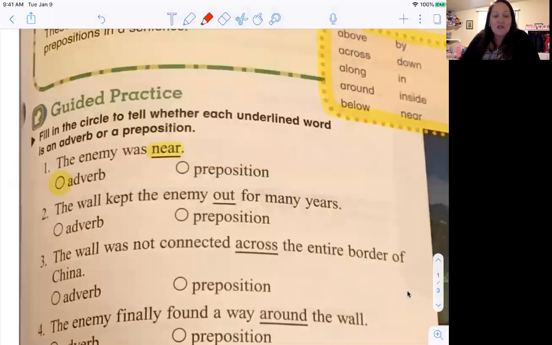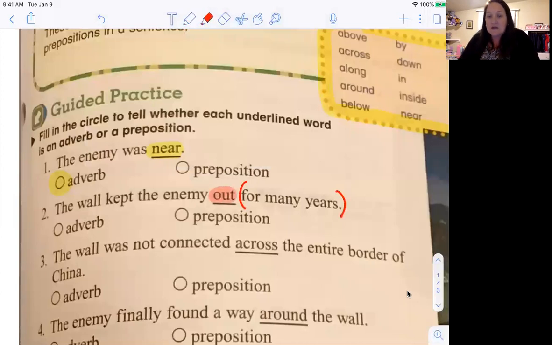Let's look at number two. The wall kept the enemy out for many years. Okay, well, it's within the middle of a sentence, so let's keep digging deeper. If it's in the middle of a sentence, the first thing I would do if I were you is find prepositional phrases. The wall kept the enemy out for many years. Do we have any prepositional phrases in this sentence? There is one. What do you think it is? For many years. Okay, now this changes our thinking just a little bit, right?